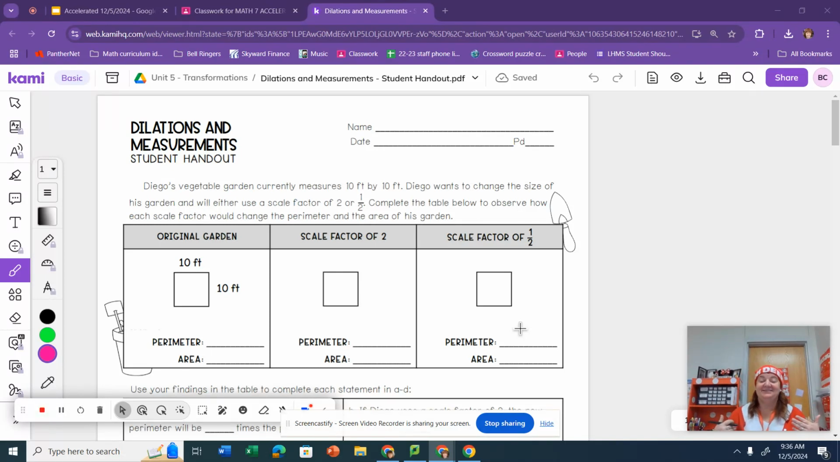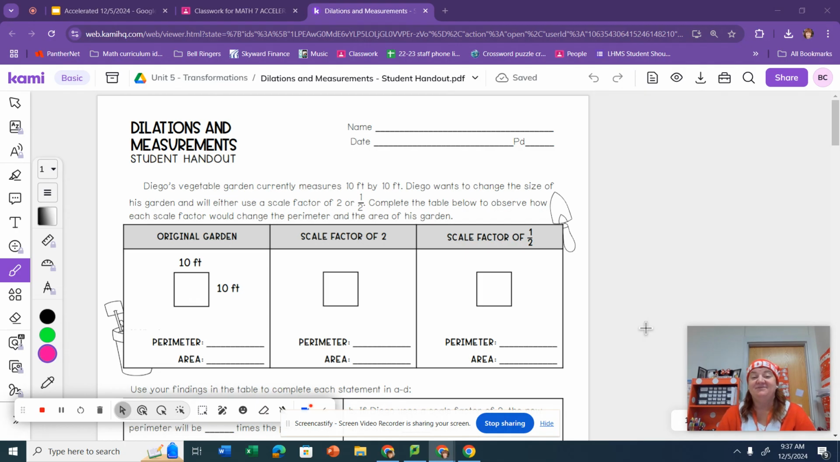I decided to do your very last lesson. This is your last lesson for this unit in an Edpuzzle so that I can get caught up on grading and things like that. So open your binders and take notes.